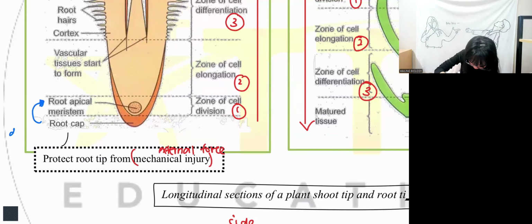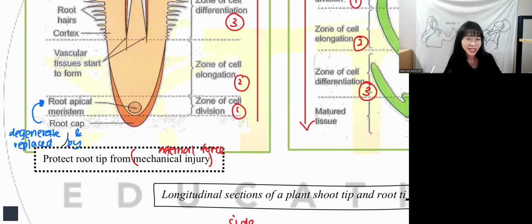So they will degenerate and be replaced by apical meristem later on. So this is the function of root cap, to protect root tip from mechanical injury.